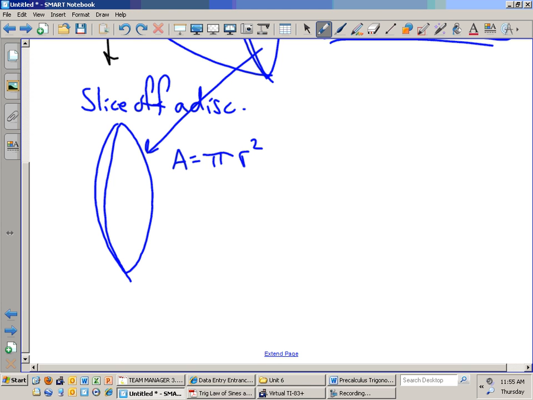So what we need to do is we need to identify what is the radius.